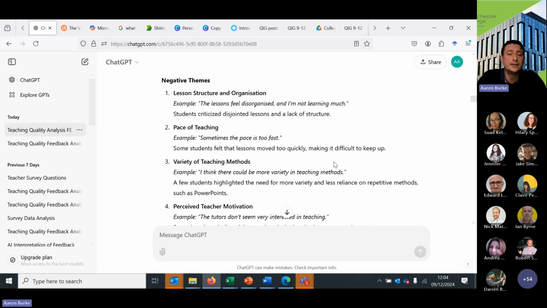Similarly, it's done the same with negative themes. So again, we've got some themes that have been pulled out. We've got some quotes, and then we've got some further analysis.